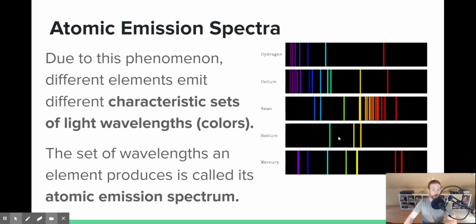Again, sodium, mercury, every single element has a different unique atomic emission spectra. So it's like a fingerprint. It is a recognizable and identifiable visible signature for an element. Pretty awesome. And these are useful in a bunch of different ways.